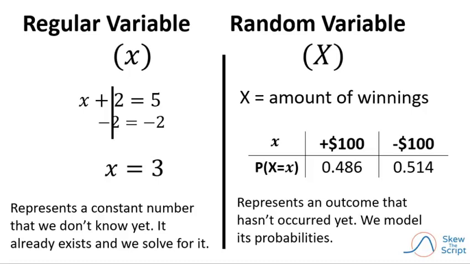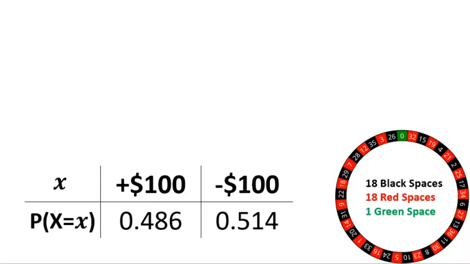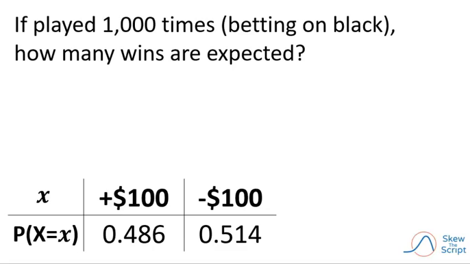By contrast, a random variable represents an outcome that has not happened yet. It could take on any set of possible values determined by chance. So rather than solving random variables, we model their probabilities. We represent our random variable, capital X, using this table.